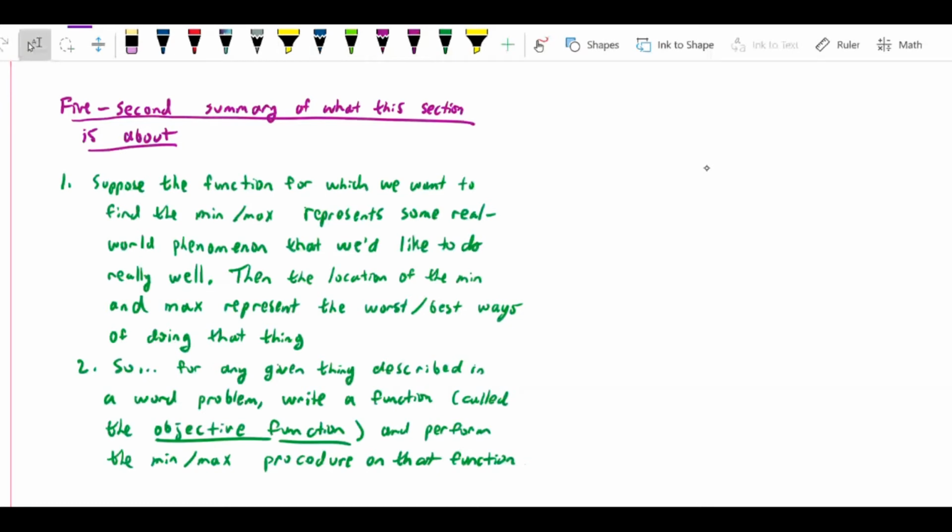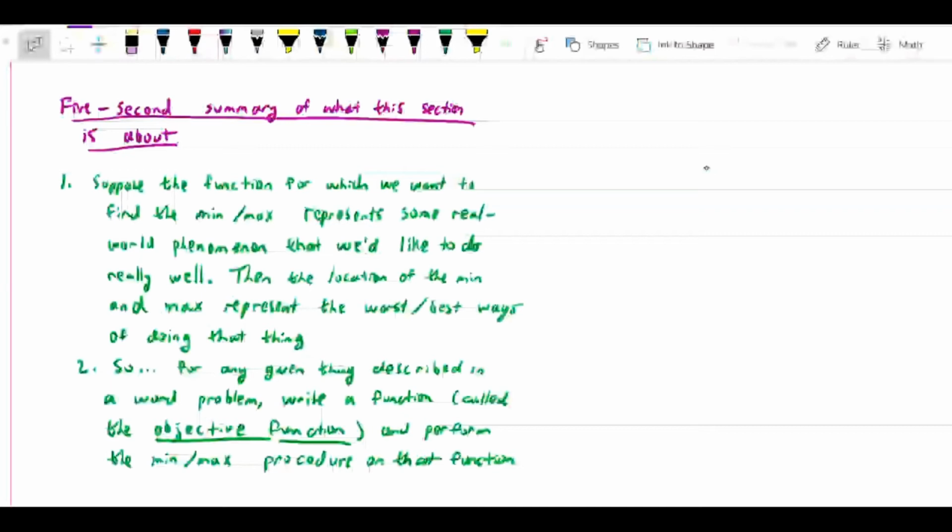So if the function represents some phenomenon that we care about, we can find the point at which the min or the max, whichever one we're looking for, occurs. That gives us the way to do this thing as well or as poorly as it can possibly be done. If we simply assume that the best way you can do it achieves the max, and the worst way achieves the min, although sometimes, depending on what you care about, those senses might be flipped. Either way, once you find the location of that max and min, you now have the best way of performing that process.